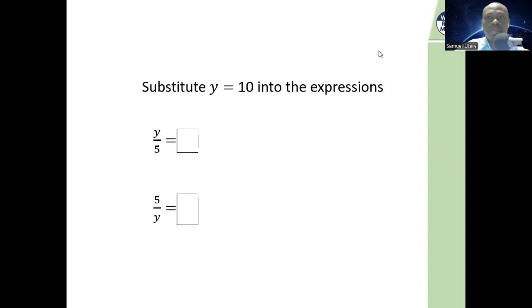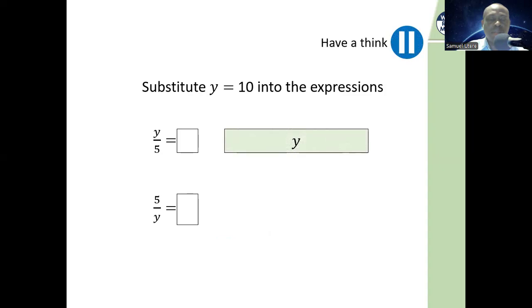What about this one? If we're asked to substitute y equals 10 into the expression y divided by 5, of course, we can draw our bar to say, well, let this bar be y, okay? And we want to divide this bar into 5 little bits because that's what it means. So if we put 10 in place of the y, this will be 10 divided by 5. Of course, your answer will be 2.